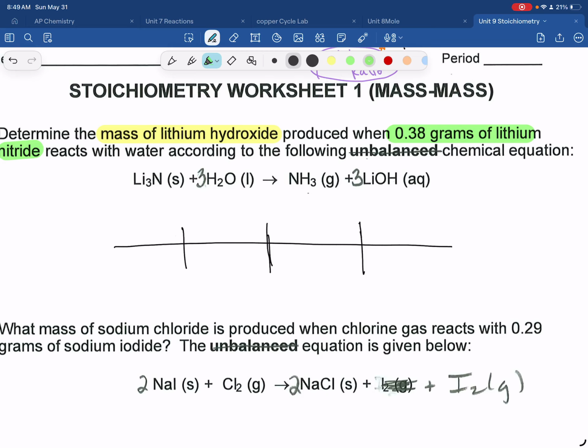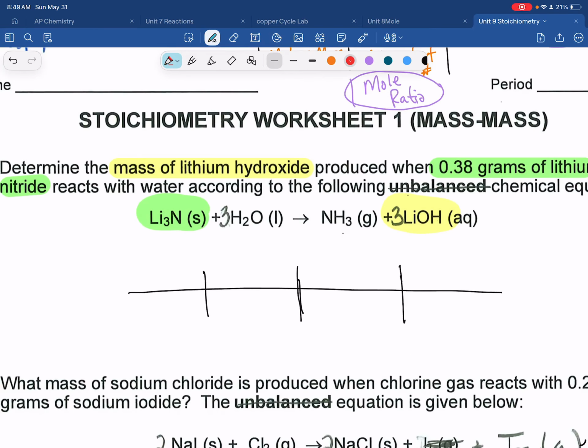Okay, so let's see what we've got here. Our starting number is lithium nitride. So here's where we're starting. And our end is lithium hydroxide. So that's what we're looking for. Like we did before, I'm going to write right under the balanced equation what we know and what we're looking for. So we know 0.38 grams of lithium nitride. And what I'm looking for is lithium hydroxide, so I'm going to put a question mark and grams. That gives me a little roadmap here to know what to do.